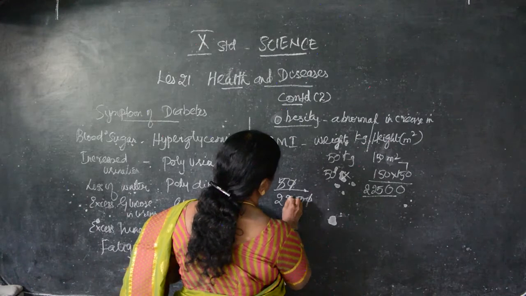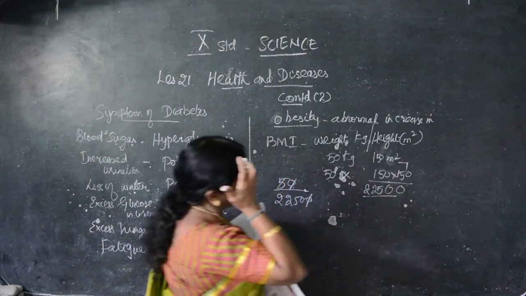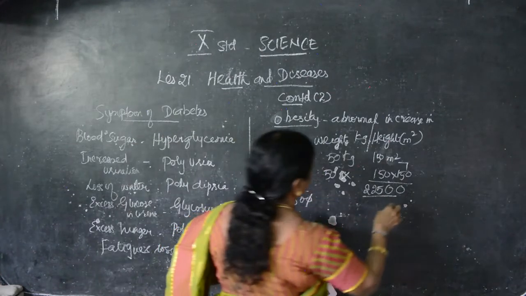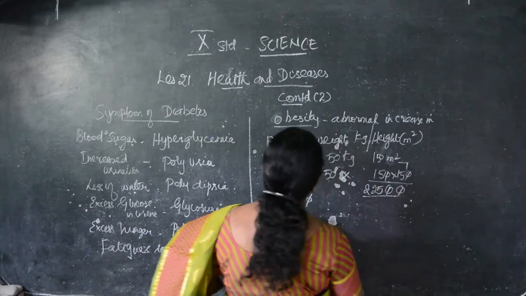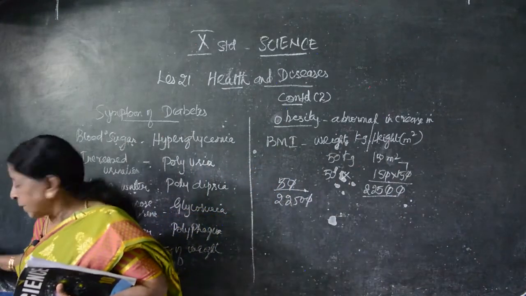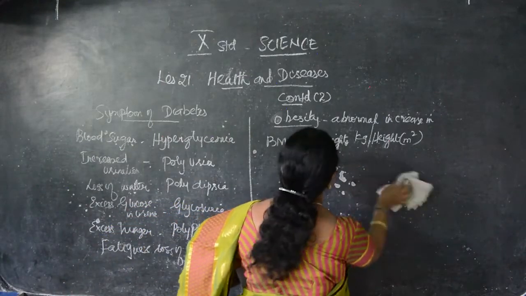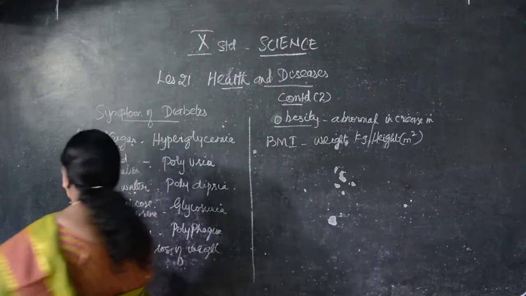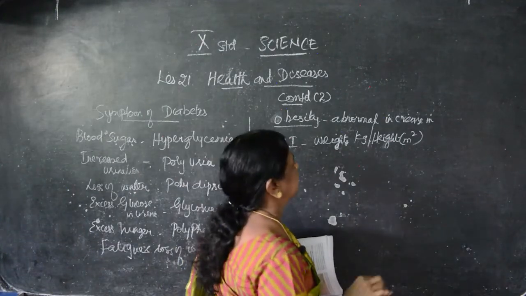5 4s are 20. 225 divided by whatever it may be. I'll tell you afterwards. I'll find out and let you know by using this formula. By using the formula, we can find out the body mass, that is the weight.